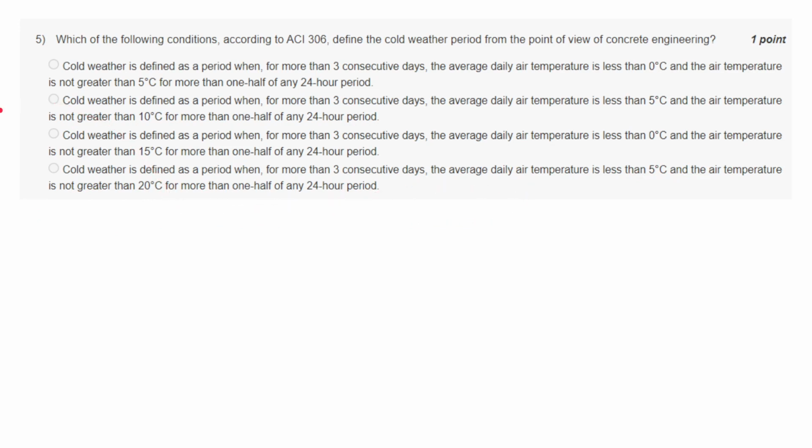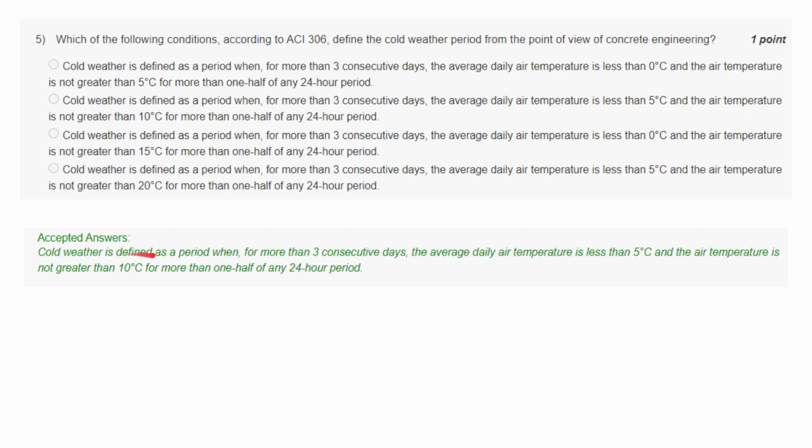So if you remember, in one of the slides we have defined what cold weather is, and that is nothing but this one. The average daily air temperature is less than 5 degrees centigrade for more than 3 consecutive days, and in a continuous stretch of 24 hours, at least one half, that is more than 12 hours, it is not greater than 10 degrees centigrade. So if the average daily temperature is less than 5 degrees and more than one half of any 24-hour stretch is not greater than 10 degrees centigrade for more than 3 consecutive days, that can be considered a cold weather period. So the second option will be the correct one.